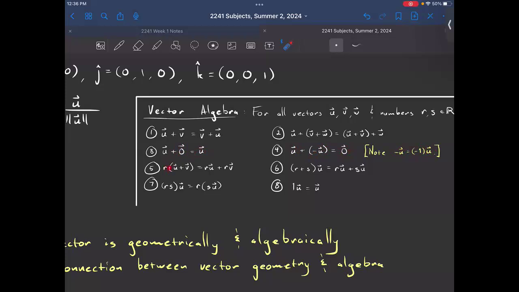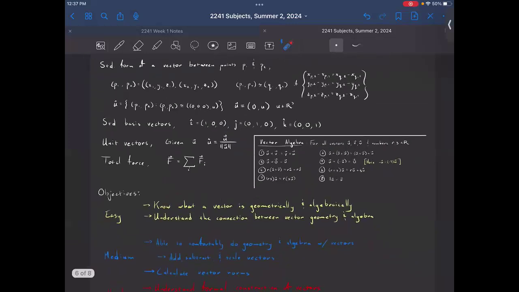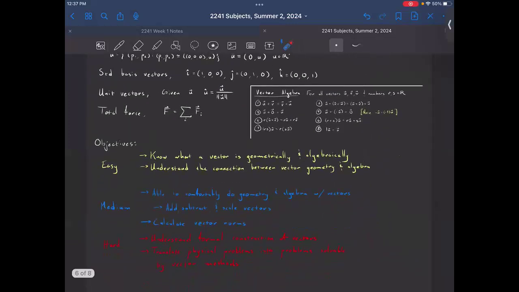For 5, we have that if you scale a sum of 2 vectors, that's the same as scaling each vector and then summing. If you scale a vector by a sum of 2 numbers, that's the same as scaling the vector by each number first and then adding the results. And then over here, we have sort of an associative rule. You can scale by a number, or you can factor that number and then scale by each divisor independently. And then last is that scaling a vector by 1 doesn't change it at all. So those are our formulas. I know there's a lot there. Go back through the video if you need to see anything again.